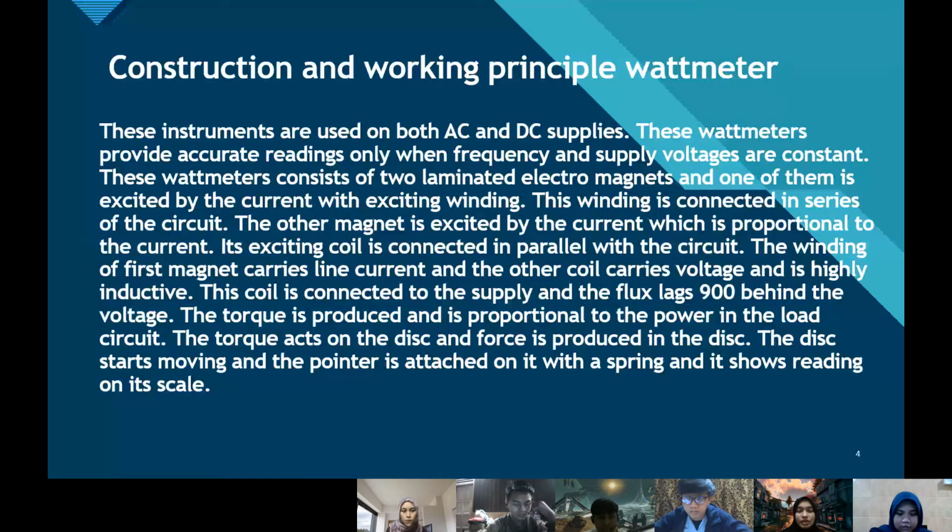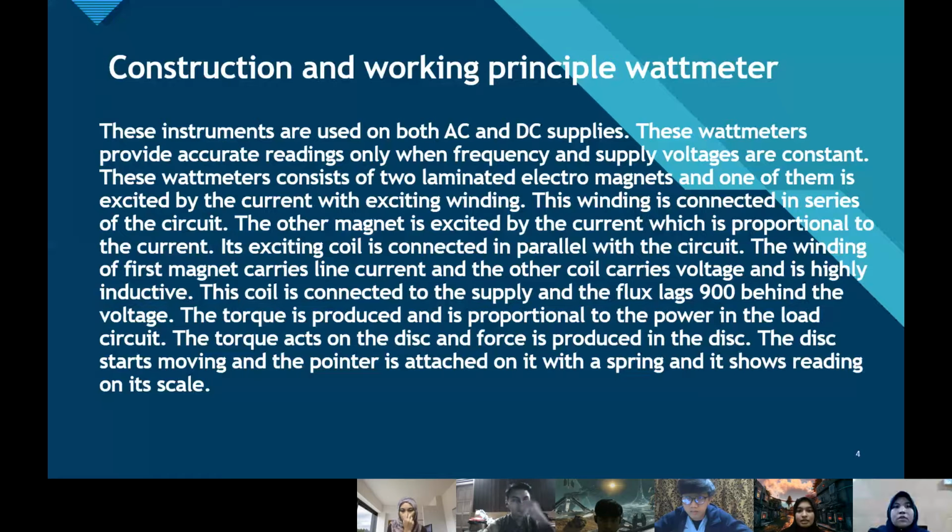Next is the construction and working principle of the wattmeter. This instrument is used on both AC and DC supply. This wattmeter provides accurate readings only when frequency and supply voltage are constant. This wattmeter consists of two laminated electromagnets, and one of them is excited by the current with an exciting winding. This winding is connected in series with the circuit.